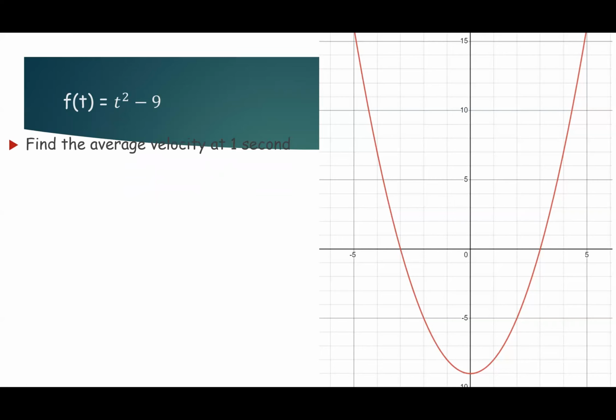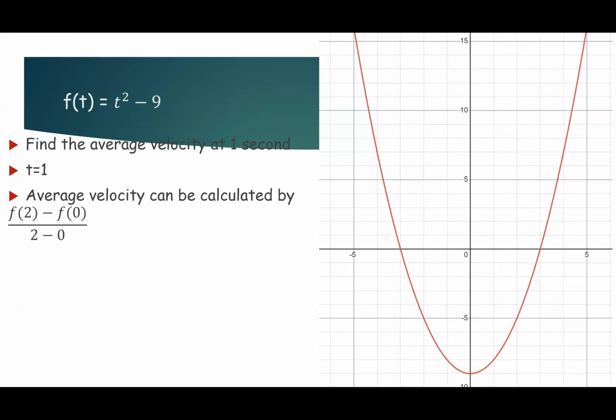Let's find the average velocity at 1 second. So that's at this point. What we'll do is take this point here, and find the slope of that secant line, and that will be the average velocity. So it's going to be f of 2 minus f of 0 over 2 minus 0. It's negative 5 minus negative 9 over 2 minus 0. Negative 5 minus negative 9 is 4. 4 divided by 2 is 2. So right at t equals 1, the average velocity is 2 feet per second.